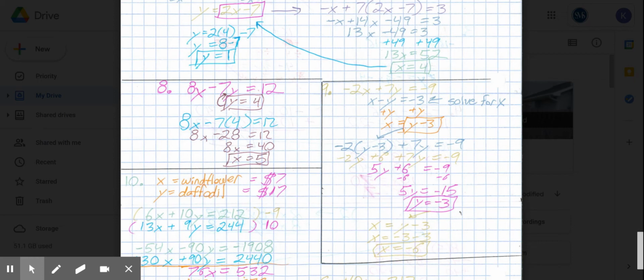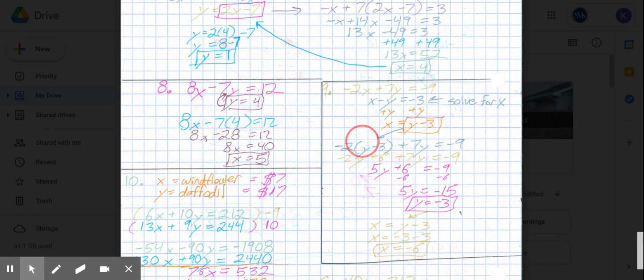And then with number 9, we have a negative 2x plus 7y equals negative 9, and x minus y equals negative 3. So I notice in the bottom equation, I can add y to each side to solve for x. So x would equal y minus 3, or a negative 3 plus y. It's still going to work out the same way. So the y minus 3 goes into the original equation on top here for x. So it becomes negative 2, then in parentheses, y minus 3 instead of x, plus the 7y equals negative 9.